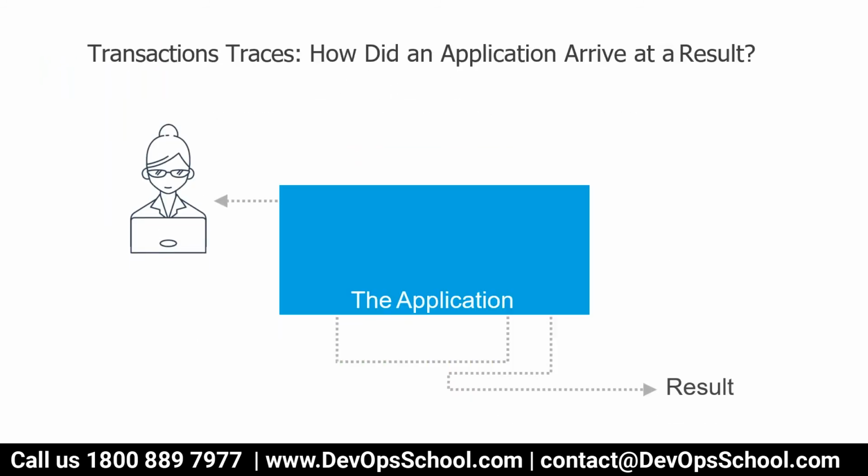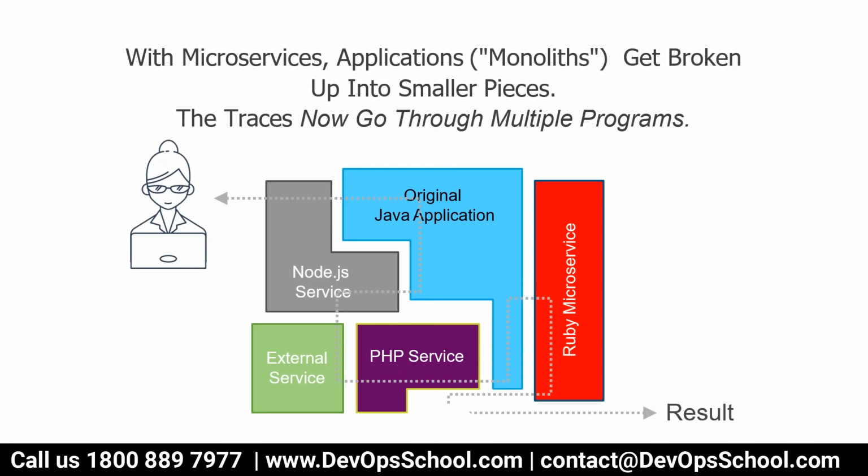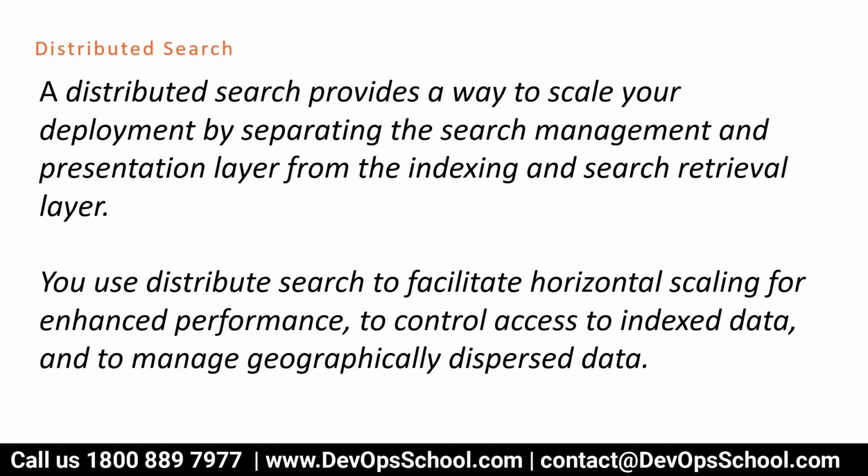So you see here, the user has requested and got the results, but for that, operations have happened across different microservices. Now you have logs for Node, Java, PHP, and some external services. How can you correlate them and bring them into one transaction? That's called a transaction. Distributed search is also available here.